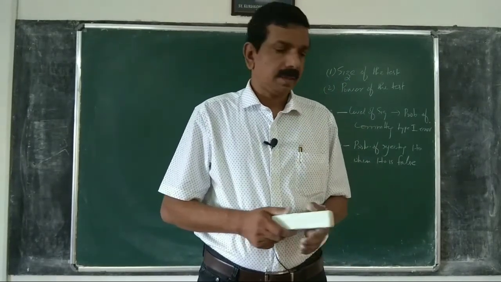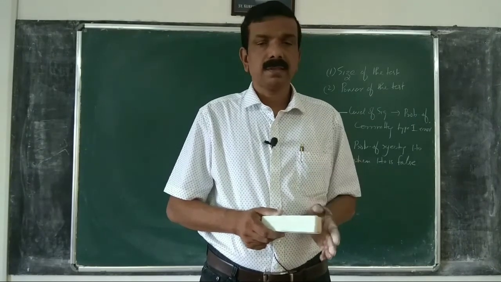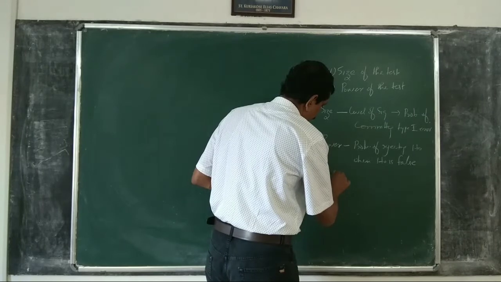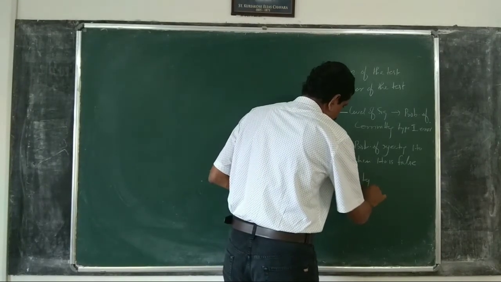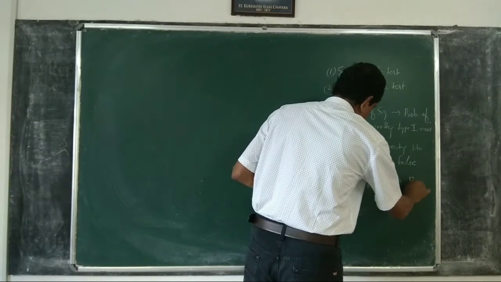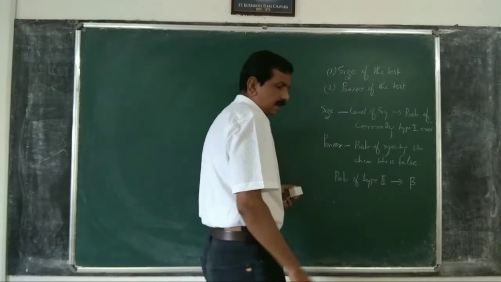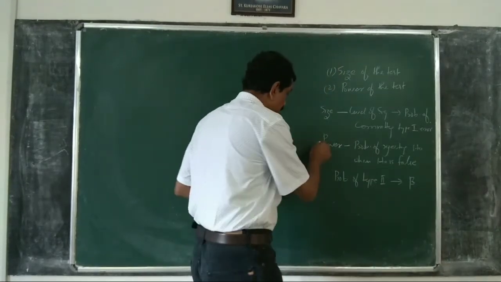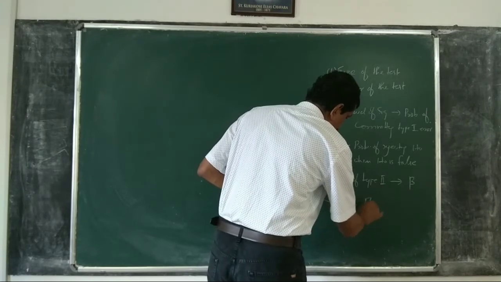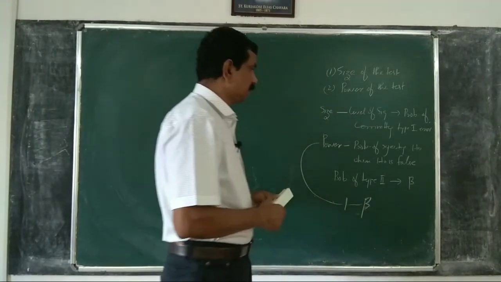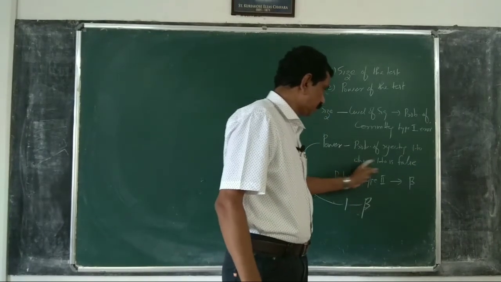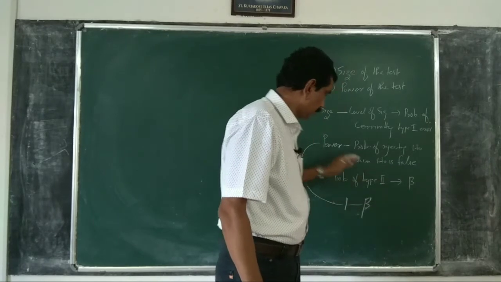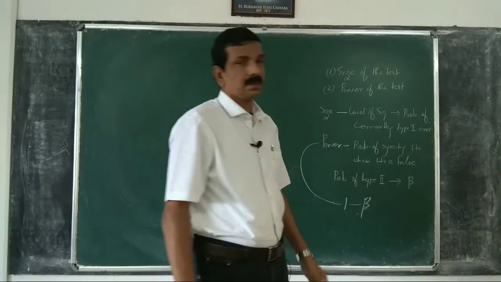And the power is calculated by subtracting the probability of type 2 error from 1. Remember this, probability of type 2 error is beta. So power is equal to 1 minus beta. That is the probability of rejecting H0 when H0 is false, and accepting H0 when H0 is false is beta.